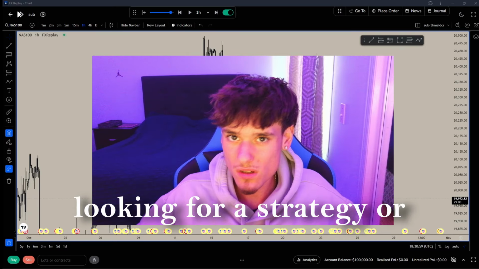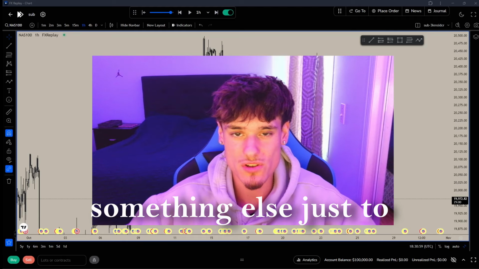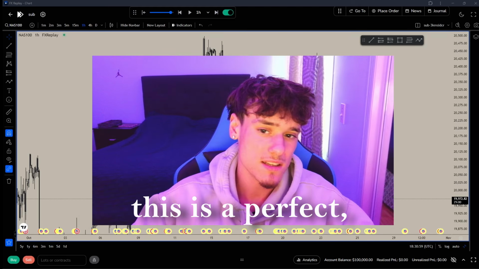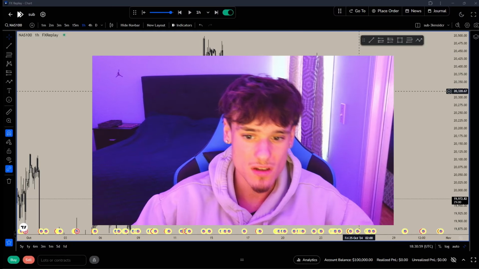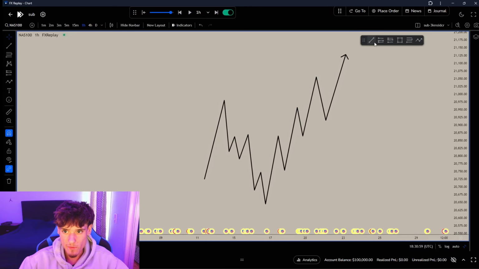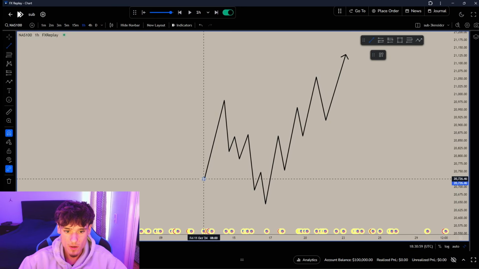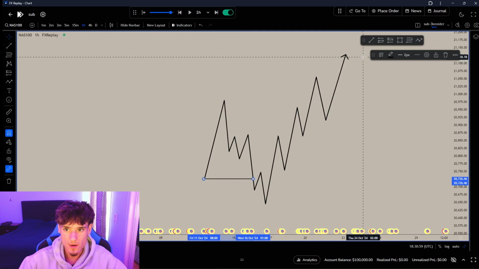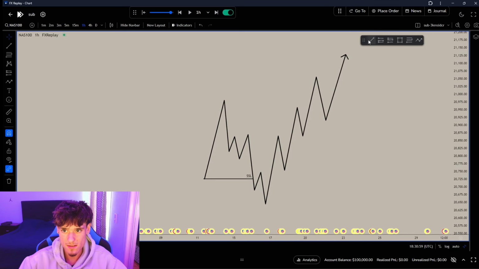So if you are looking for a strategy or something else just to add on to what else you're trying to look for in the market during New York Open, this is a perfect indication. So first of all, before we get into the live example, first thing you always want to do is go on the hourly time frame. Right here, we would have a sell side liquidity that got taken.